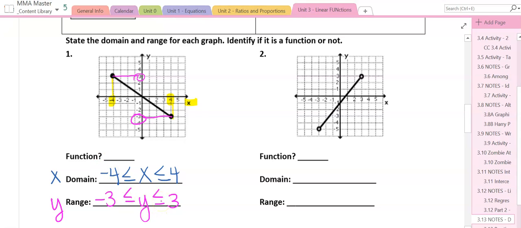Then it asks if this one is a function. So we're getting back to the old goodie. Is it a function? Yes or no? It passes the vertical line test, so yes, it is a function. We would only touch it once.